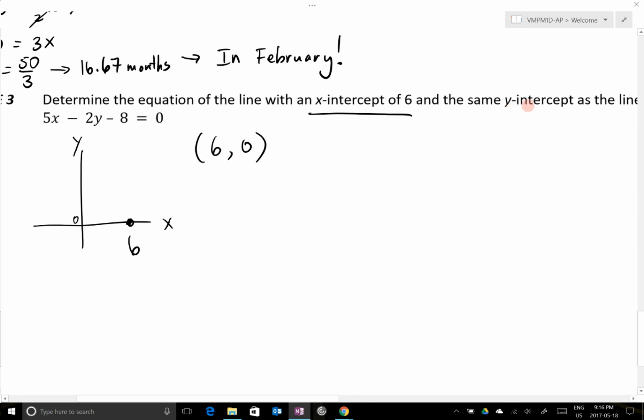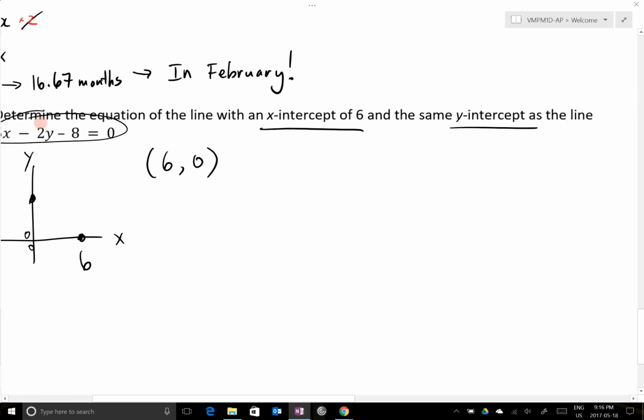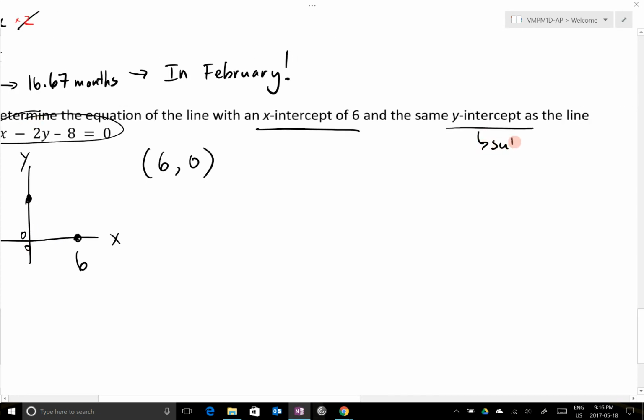The other coordinate is the same y-intercept as this line. Okay, how do I get the y-intercept? Well, I know the y-intercept, the x value is 0. So why don't we substitute x equals 0 to find that y-intercept? Okay, so take the equation, 5 times x, so 5 times 0, minus 2y, minus 8 equals 0. 5 times 0 is just 0. So I have minus 2y minus 8 equals 0.